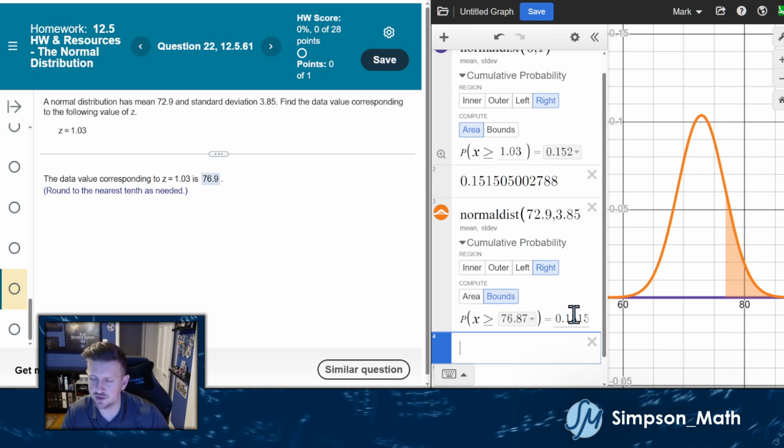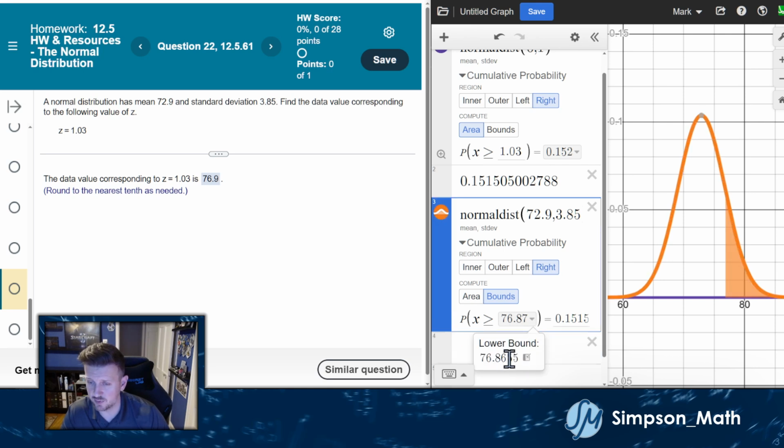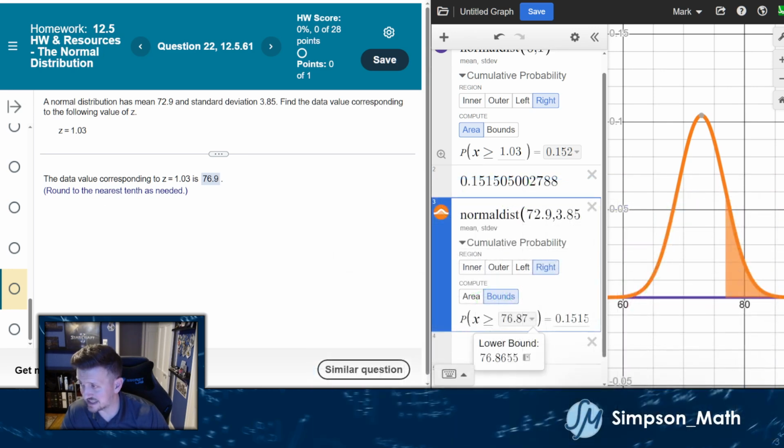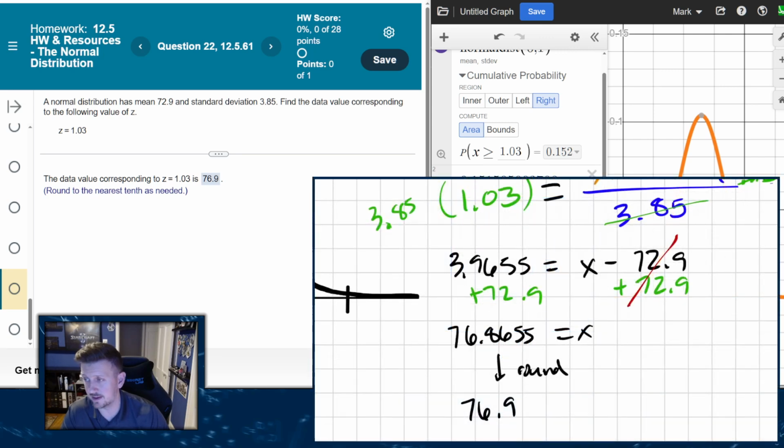So this is the area to the right of some value. What is that value with this mean and standard deviation? Well, that's 76.87 or 76.8655, which is, let me put up my work. That is 76.8655. That is literally what we just found algebraically.